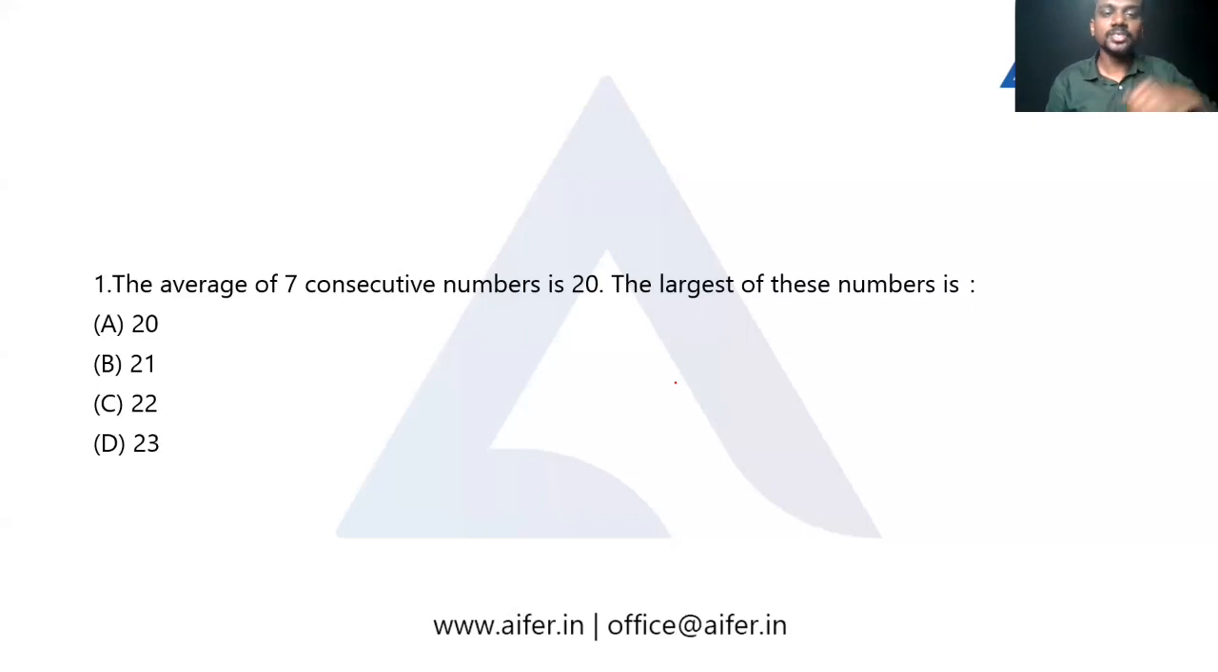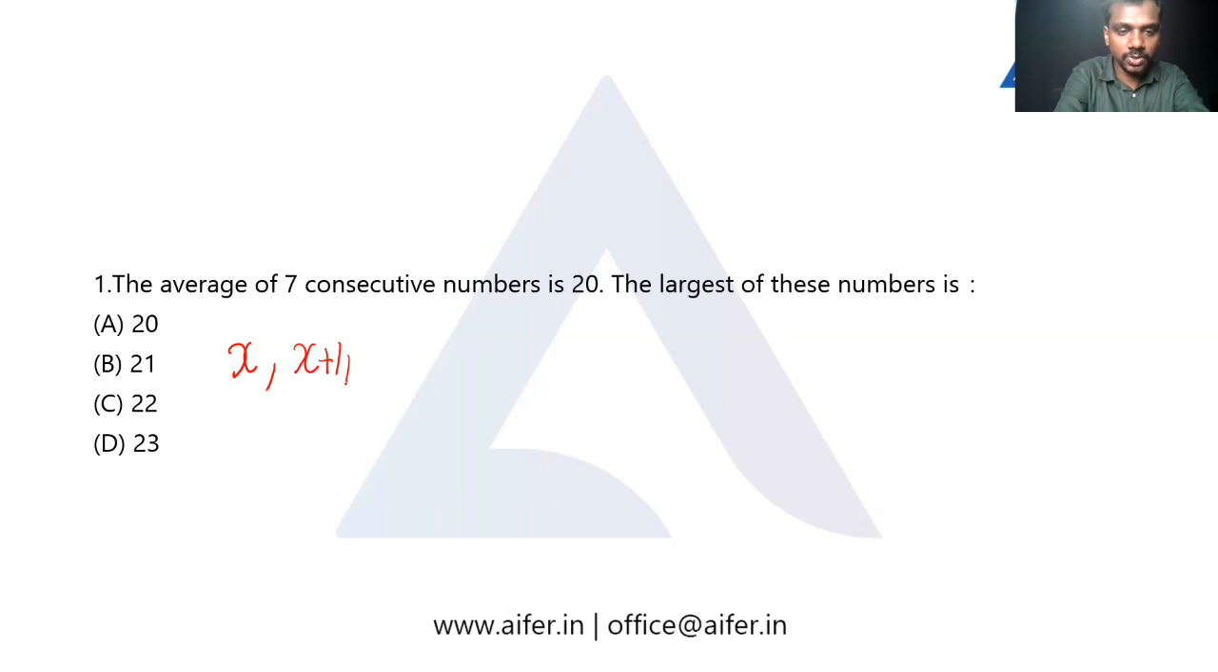Okay, so it's given 7 consecutive numbers. We can do this question in 2 ways. One by putting X and another by just common sense. So first of all, let's try to do it by putting the X. The average of 7 consecutive numbers is 20. So let's say one number is X. Consecutive numbers are the continuous numbers. So if one is X, then we have 6 more numbers.